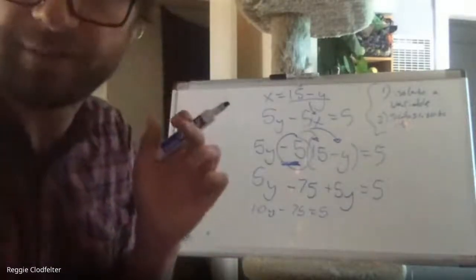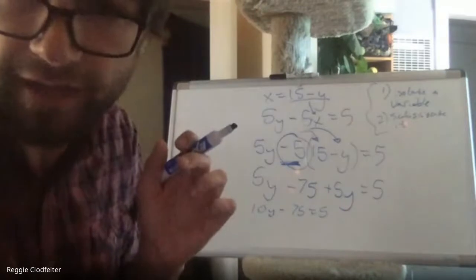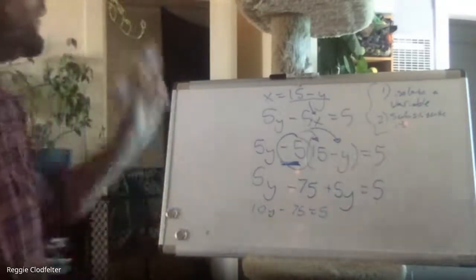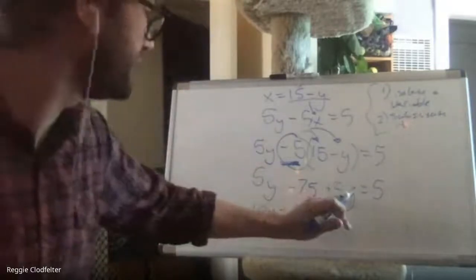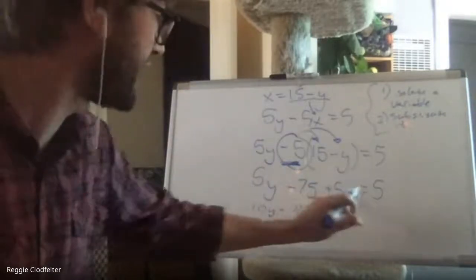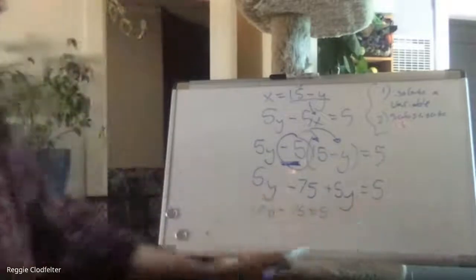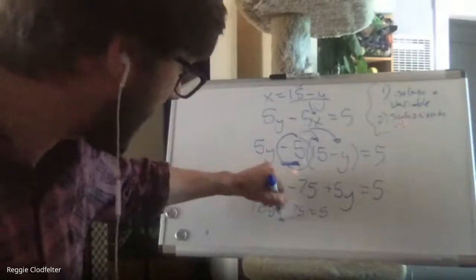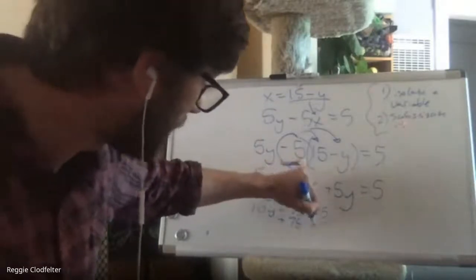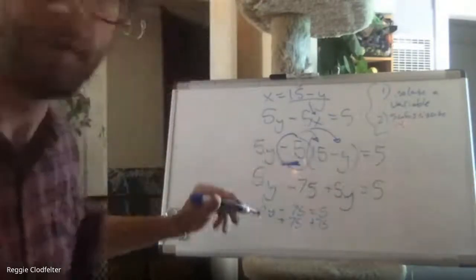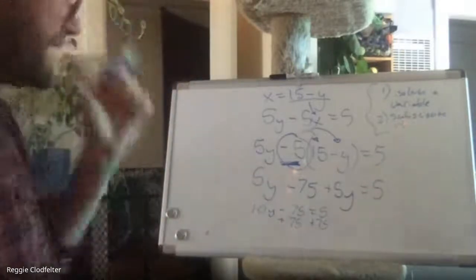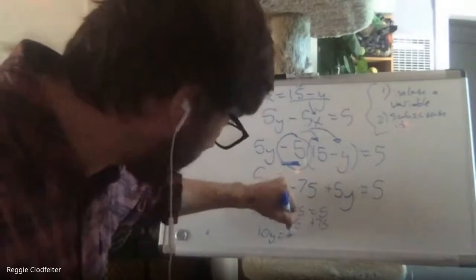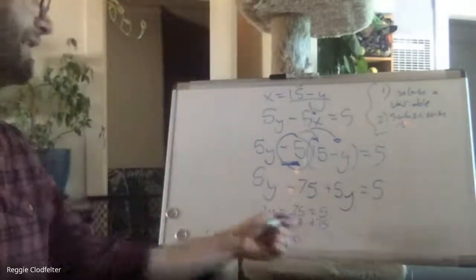I saw a question. Let me check that. No, it's not multiplication, Aiden. It's 5y minus 75 plus 5y equals 5. So when I get 10y minus 75 equals 5, I can now add 75 to both sides. No worries, Aiden. And then I get 10y equals 80, since I added 75 to both sides.